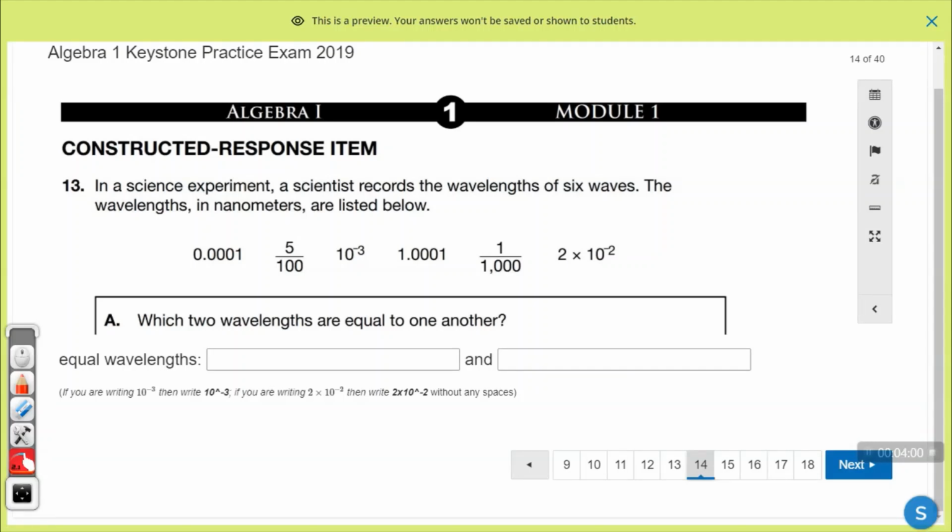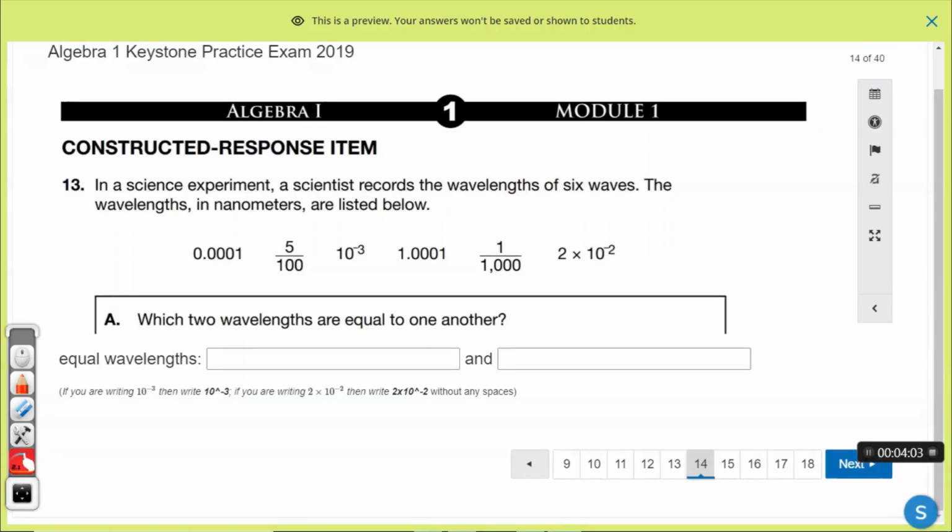Question 13, our first of our constructed response items. In a science experiment, a scientist records the wavelengths of 6 waves. The wavelengths in nanometers are listed below, and we have a list of our numbers in various forms. They appear to all be rational numbers in some regard. All right, which 2 wavelengths are equal to one another?